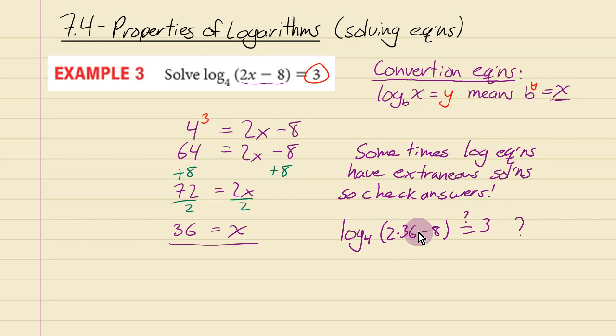So 2 times 36 is 72. 72 minus 8 is 64, so this says log base 4 of 64 equals 3. And so yeah, is 3 the exponent of 4 that results in 64? Yes, it is. So in other words, 4 to the power 3 is still equal to 64. So this is right, and this is actually a solution.